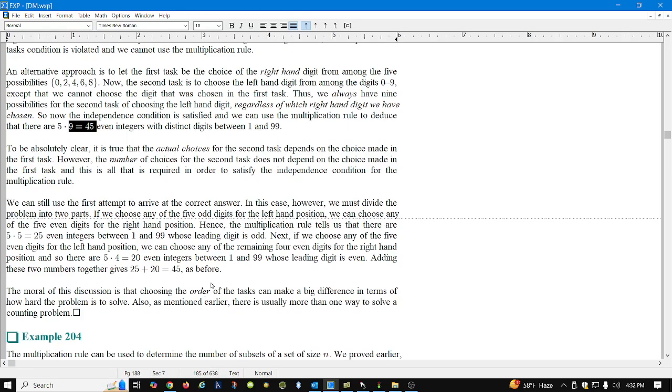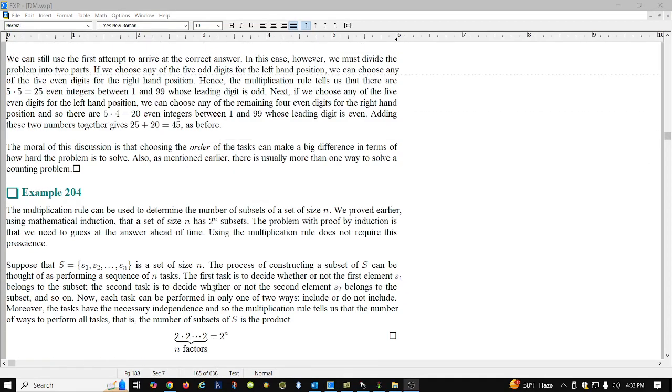So it's more work, but it still will work. But you must not jump to the conclusion. If you ignore the independence condition, you'll get the wrong answer. So the moral here too is you should think about the order of the tasks. If the order you've chosen isn't working out, try a different order. That may work. Okay.